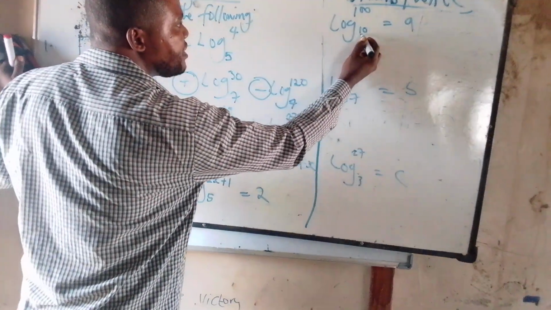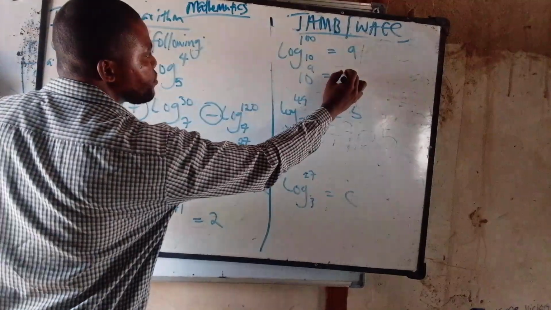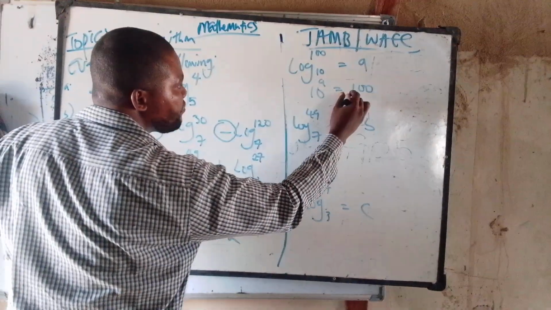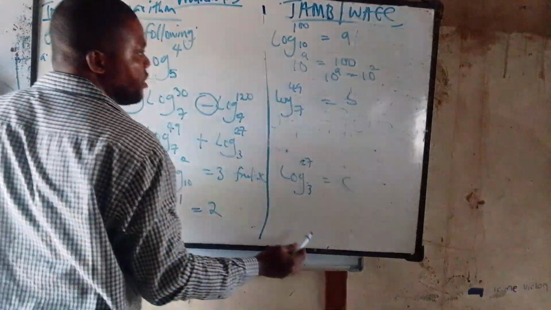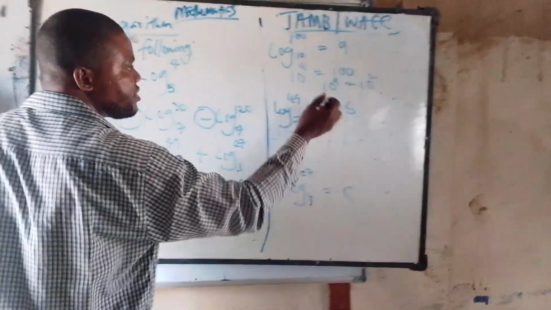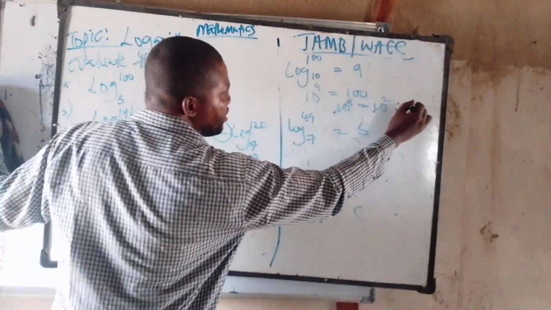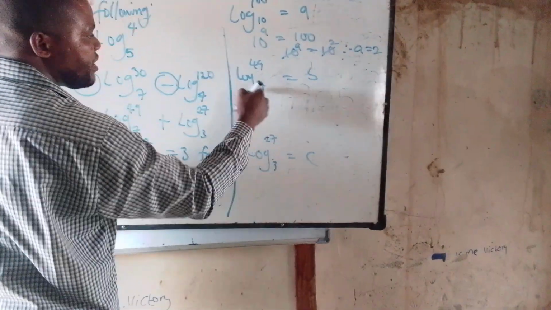So at this point, 10 raised to the power of A equals 100. If I solve this further, I get 10 to the power of A equal to 10 to the power of 2, because 10 squared is 100, not 20. The 10 cancels the 10, therefore A is equal to 2.